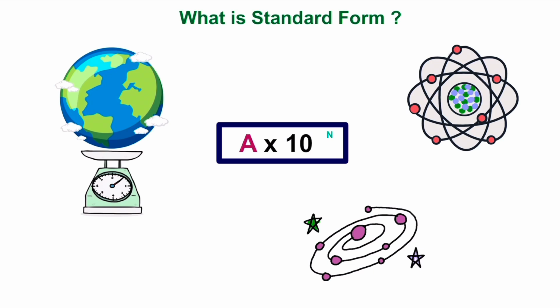Standard form, also known as scientific notation, is a way of expressing numbers that are extremely large or extremely small in a more manageable or concise format. It's often used in scientific fields where we encounter values like mass of planets, distances between galaxies, or size of atoms. Instead of writing out all the digits, standard form allows us to express these numbers in a simpler way.